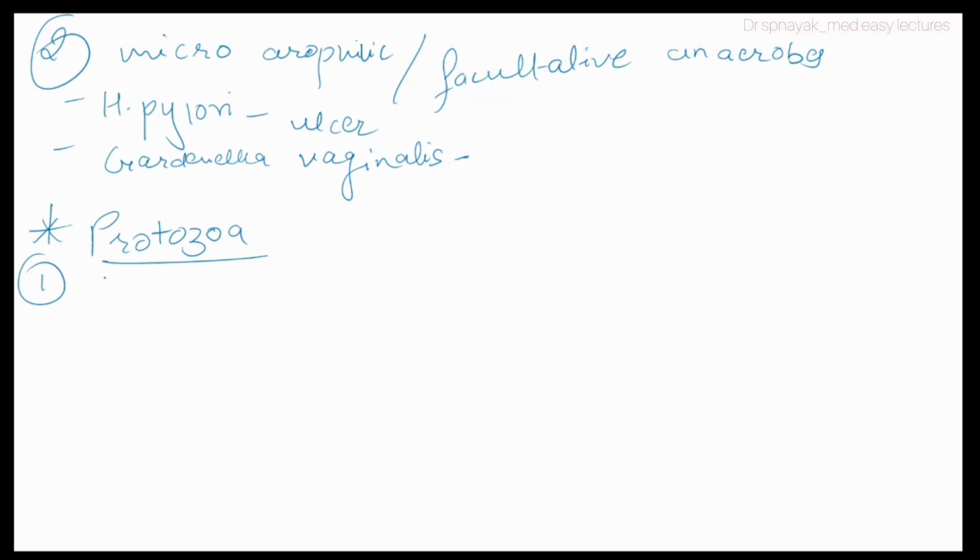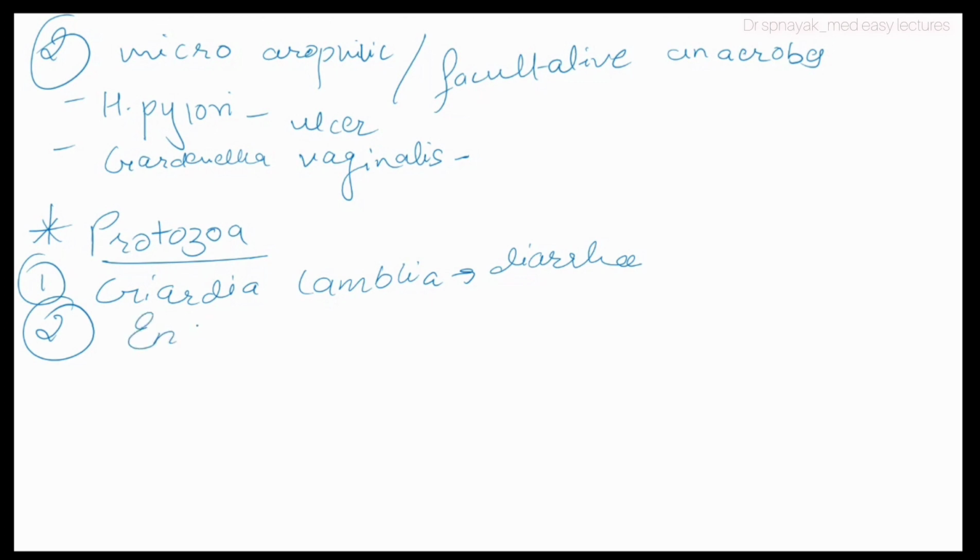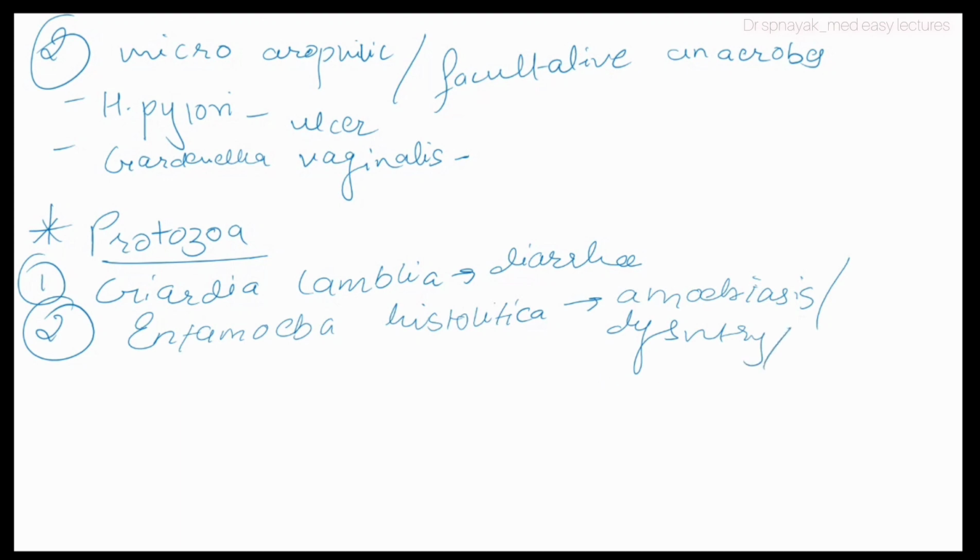So the first is Giardia lamblia. Giardia lamblia causes diarrhea. Then second is Entamoeba histolytica. Now this is very important. Entamoeba histolytica. This causes mainly amoebiasis. Responsible for causing amoebiasis or dysentery or abscesses.